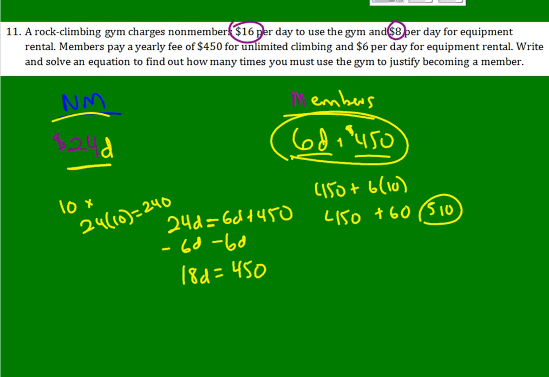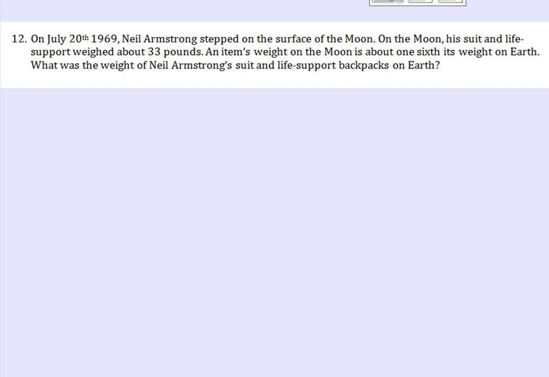So 450 into 18. Let's see. I think that's 25. Yep. So the number of days you have to go is 25. So if you go more than 25 times, it's actually cheaper to be a member. If you go under 25 times, it's better to be a non-member.